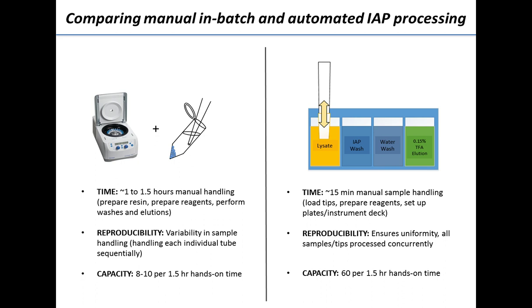In terms of reproducibility, the automated method really allows us to ensure uniformity as all of the samples in tips are processed concurrently, whereas in the manual method, we can have variability in sample handling as we are handling each of the tubes individually, sequentially. In terms of capacity, as I mentioned before, we're able to process about 8 to 10 samples per 1.5 hours hands-on time, whereas in the automated platform, for the same amount of hands-on time, we're able to process 60 samples.